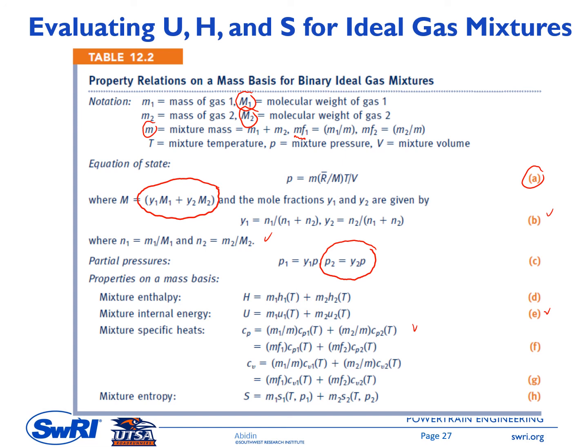And then the last one here is for entropy. The entropy formulation is similar to the internal energy and enthalpy formulas. So this is m1 times s1 plus m2 times s2. But you can see in this last equation, inside the bracket here, there are two parameters. So it means to determine the entropy of gas 1, we need two properties. In this case, temperature and pressure, or maybe temperature and specific volume.